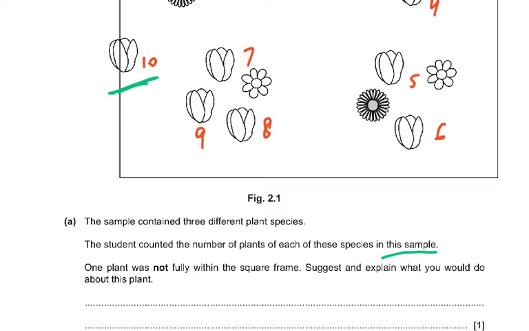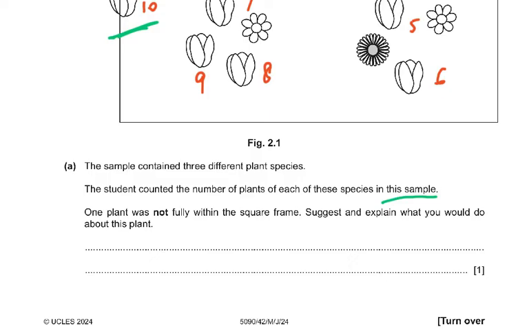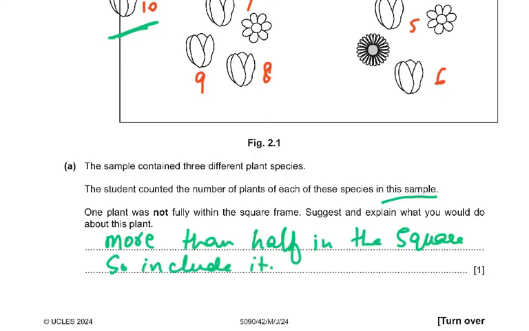So either of the reasons would be fine. I would have, of course, counted it because more than half of it is inside the square. But you could have said either of these: I will not count it because it's not a complete plant. So you would write whatever you felt was correct: more than half in the square, so include it.